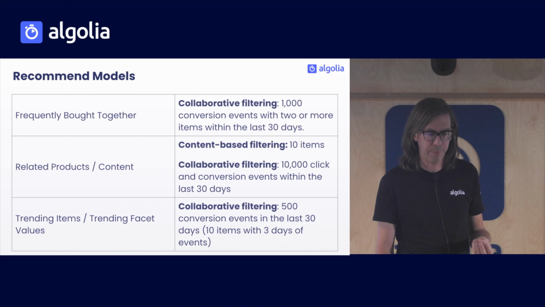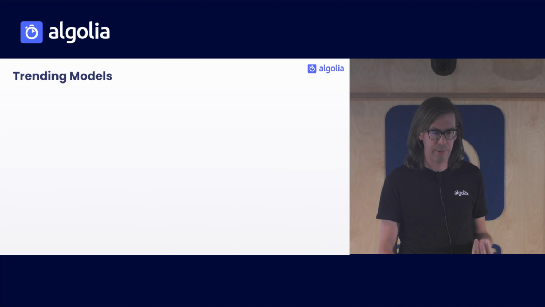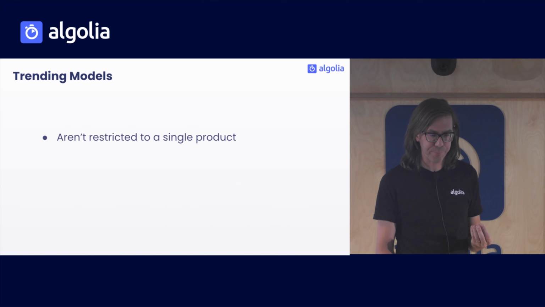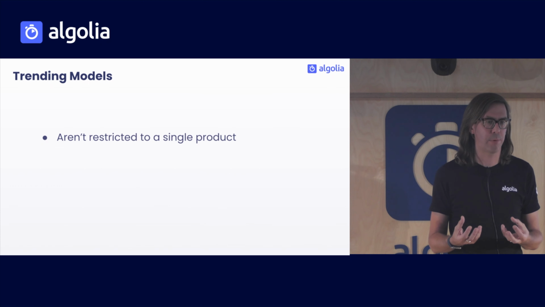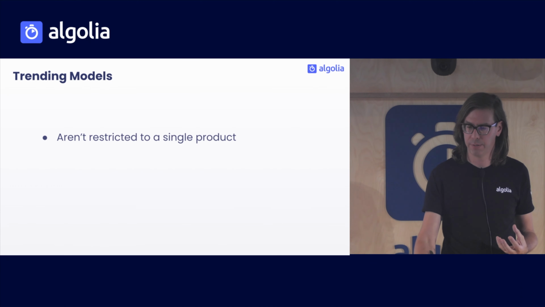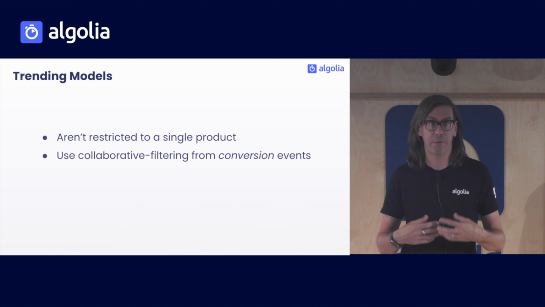The trending items model and the trending facets model, which are the ones that we're going to talk about today, are fed a diet of conversion events. And so I'm going to talk a little bit more about those models now. Again, as I mentioned, the trending models aren't isolated to a single product. They go across your whole catalog. And they use collaborative filtering, which is based on event data.